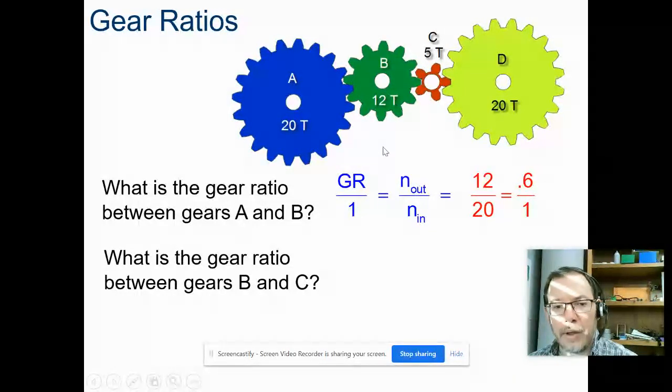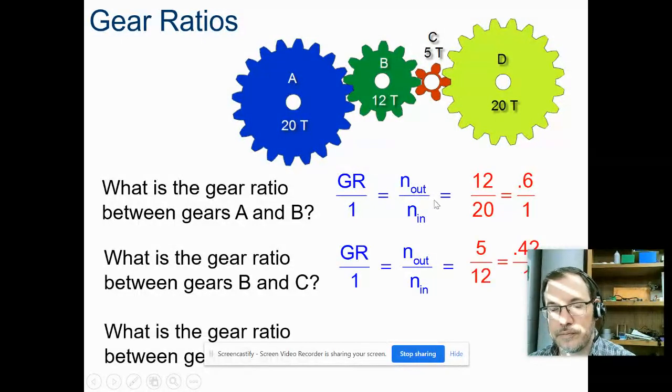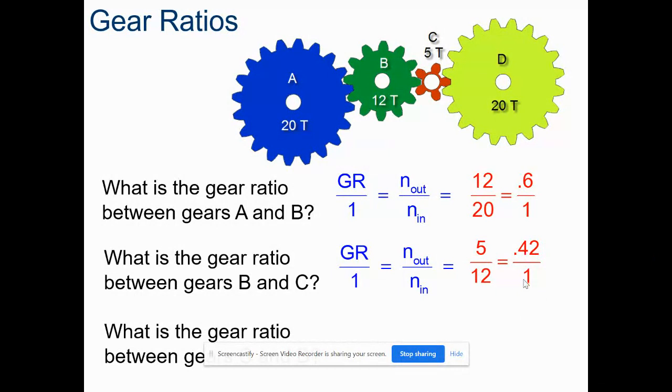Okay. All right, so then we're looking at B and C. Now B is the input because A turned B, so B is now going to turn C. So B will be our input, and C is our output for this little group. And we'll say, okay, same thing. It's my output over my input, so it's going to be C over B, so 5 over 12. And so that one we get 0.42 to 1. And so that's smaller, it's just a smaller ratio.